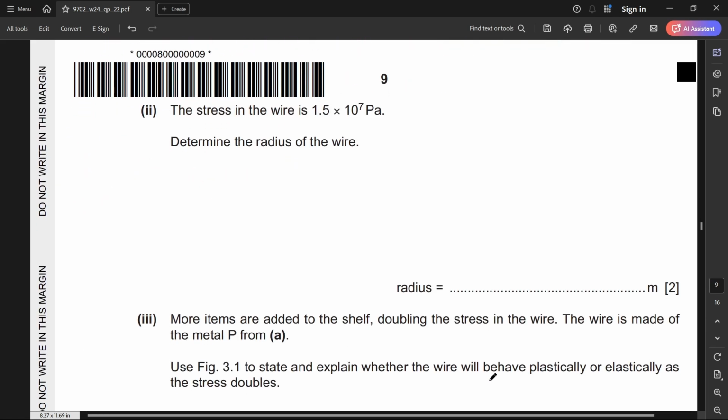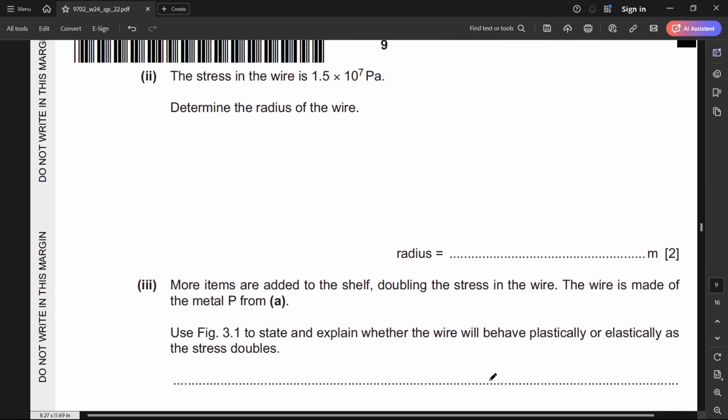Now, moving on towards the second part, the stress in the wire is 1.5 into 10 to the power of 7 pascals. So at a particular point, we know that the stress in the wire is this. We now have to determine the radius of the wire. So we know that stress is given by force over area.